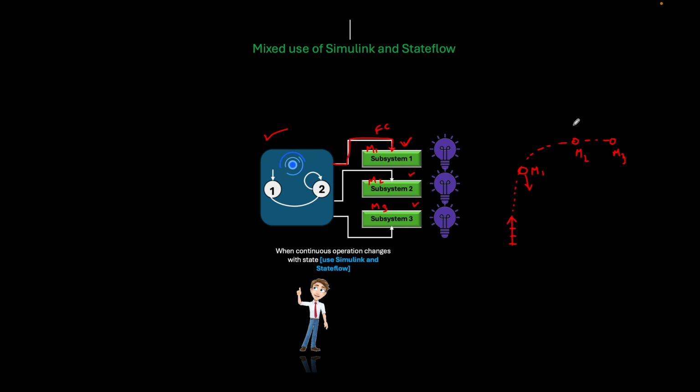Suppose now you are at mass m2 or state m2, this will get activated and this will get deactivated, and in this case you will activate subsystem 2. Similarly, you can also activate subsystem 3. You can change the behavior of the software over time based on the state. So these could be different varieties of equations that will be governing the control of this missile or the rocket.